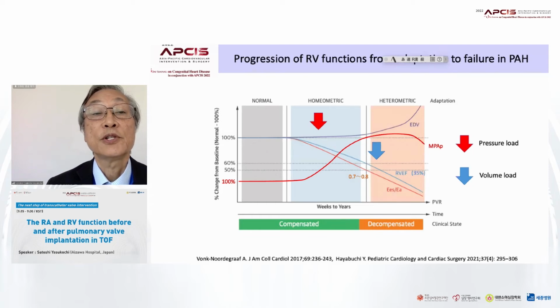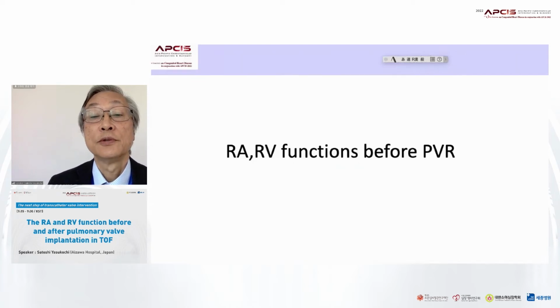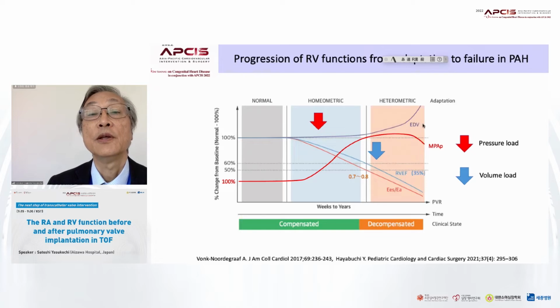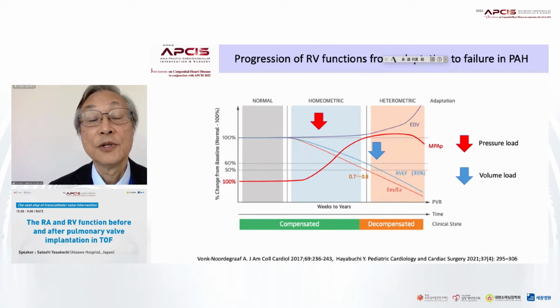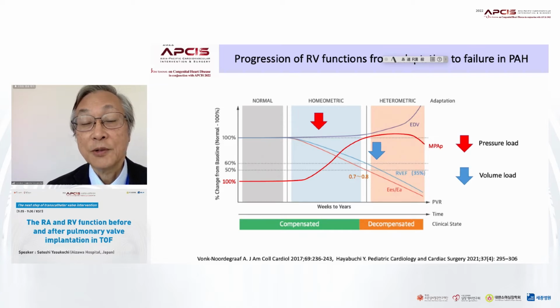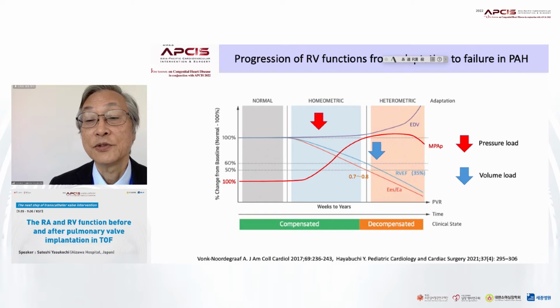This shows the progression of RV function in cases of pulmonary artery hypertension. I think that if pulmonary artery pressure rises, then in the early stage of the rise, the right ventricular ejection fraction decreases. And finally, if the end-diastolic volume increases, the right ventricular ejection fraction falls further.